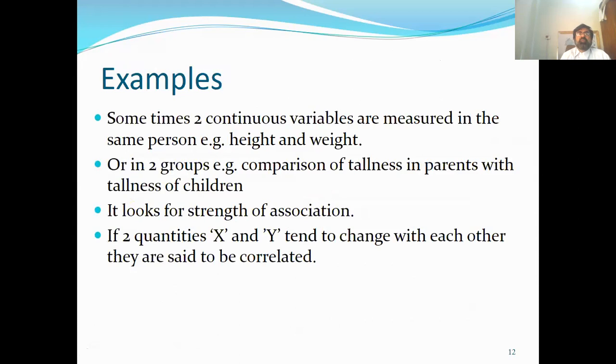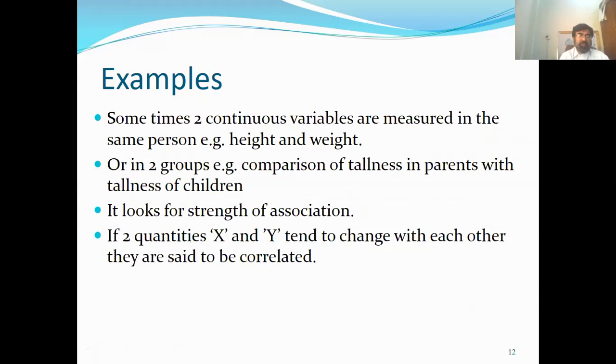Example, sometimes two continuous variables are measured in the same person, for example, height and weight, or in two groups, for example, comparison of tallness in parents with tallness of children. It looks for strength of association. If two quantities X and Y tend to change with each other, they are said to be correlated. It means that when there is a change in X and if there is a change in Y, then only you can say that these two variables are correlated.